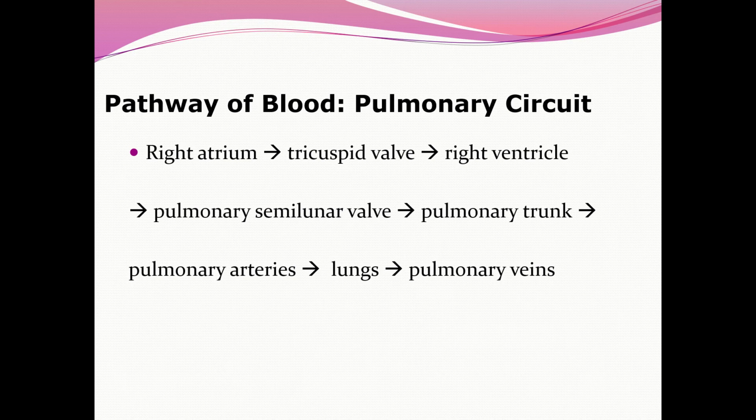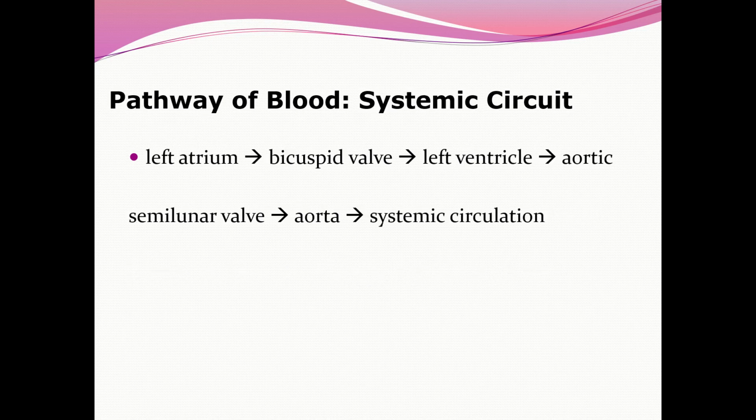So here you go again: right atrium to tricuspid valve to right ventricle. Pulmonary semilunar valve to pulmonary trunk to pulmonary arteries to lungs, and then the pulmonary veins. That completes the pulmonary circuit. Then we return to the heart through the left atrium and go through the bicuspid valve into the left ventricle, and then the aortic semilunar valve into the aorta, and then the systemic circulation.